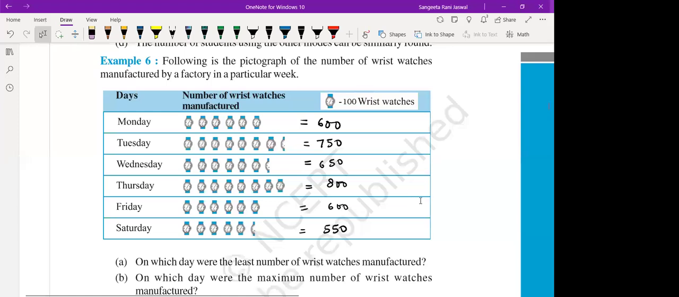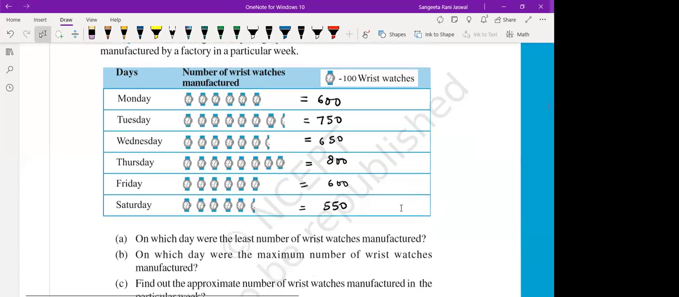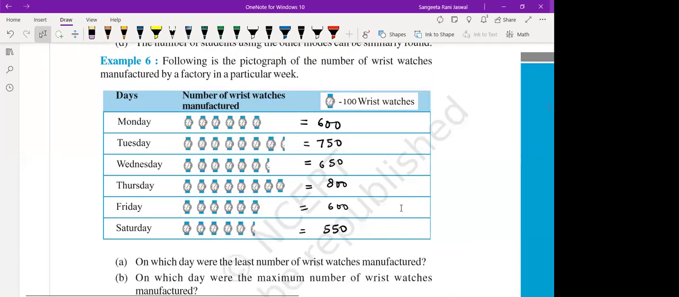On which day were the least number of wristwatches manufactured? So you will be telling me one by one. I'll ask you who will answer me. Ma'am, Saturday? Yeah. I'll ask you. You don't have to answer like that. I'll take your name. Okay, Adya, tell me the first one. On which day were the least number of wristwatches manufactured? Ma'am, Saturday. Saturday, that's 550. So you can write here Saturday. Okay. Now, Harshit, on which day were the maximum number of wristwatches manufactured? Thursday.